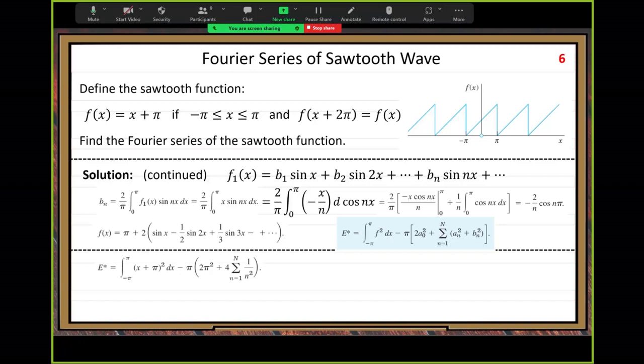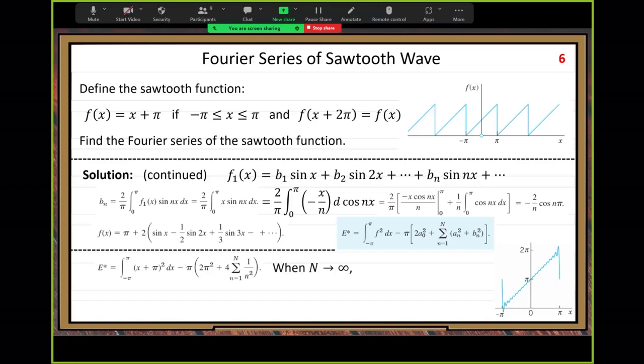Here we use capital N. But we know when n goes to infinity, this error is 0, right? By Parseval's identity, when n goes to infinity, this error E star approaches 0. So that's the partial sum approximation, getting better and better on one period.